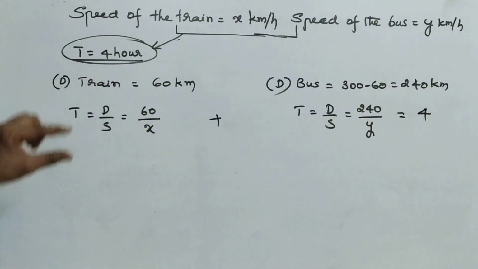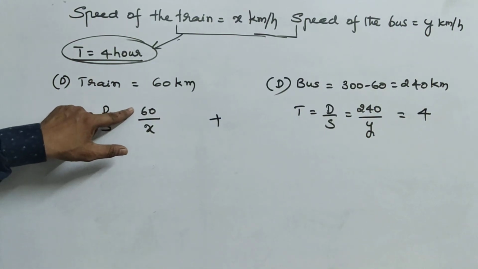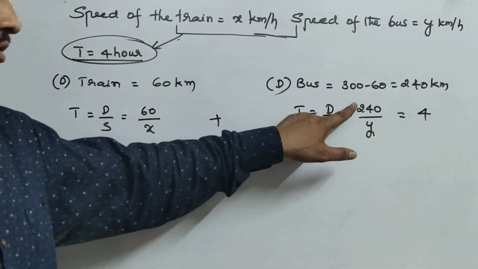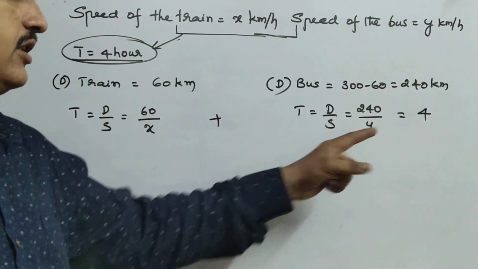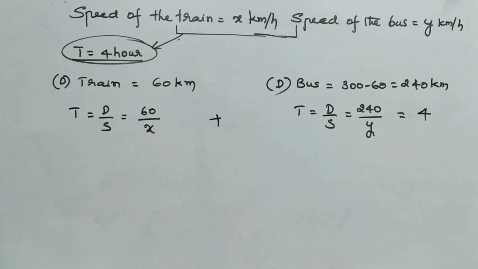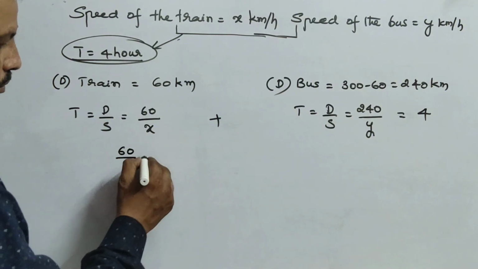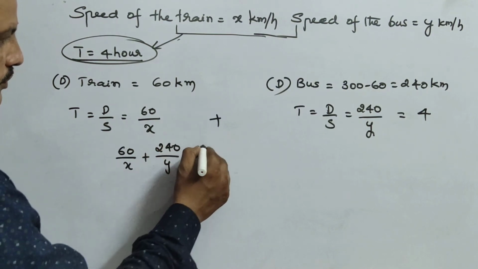Is it clear? Distance by time: here time of train is 60 by x, time of bus is 240 by y. Total together, she travelled and took 4 hours. So we can write this equation as 60 by x plus 240 by y equals 4.